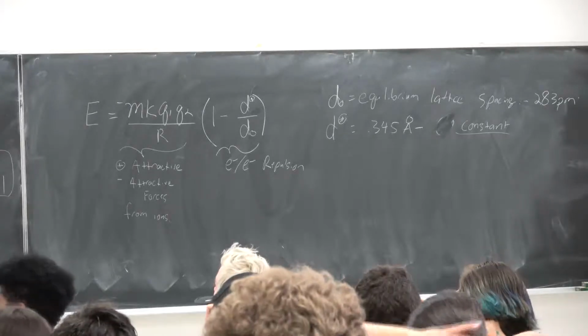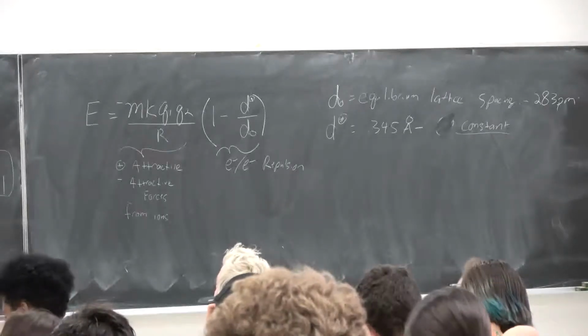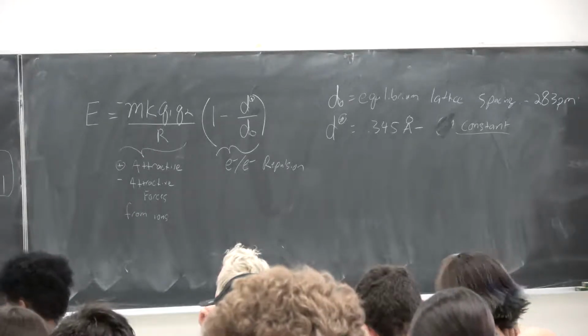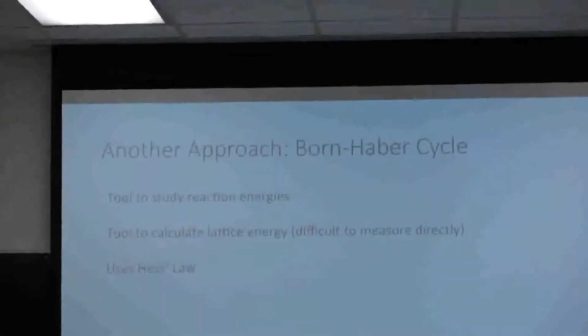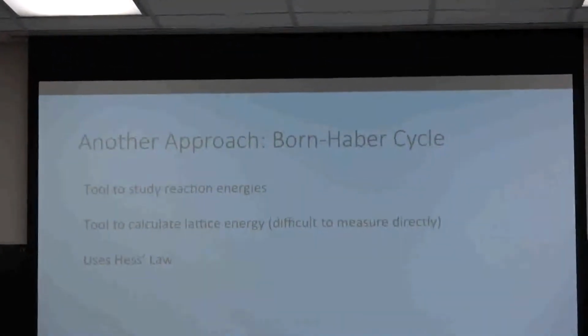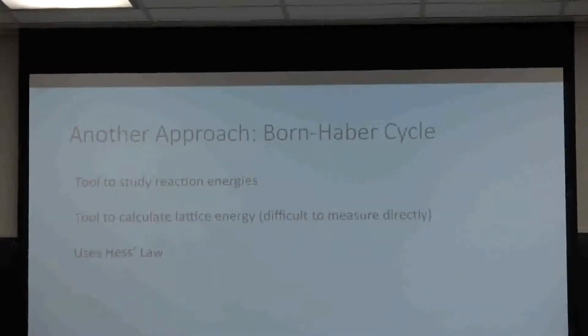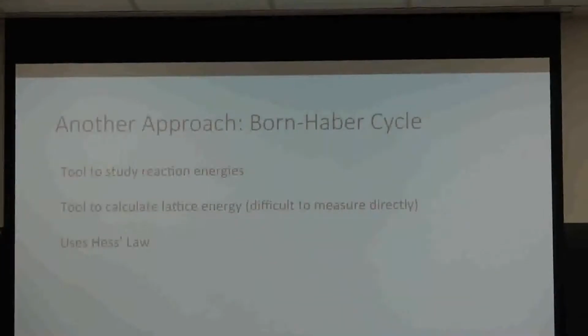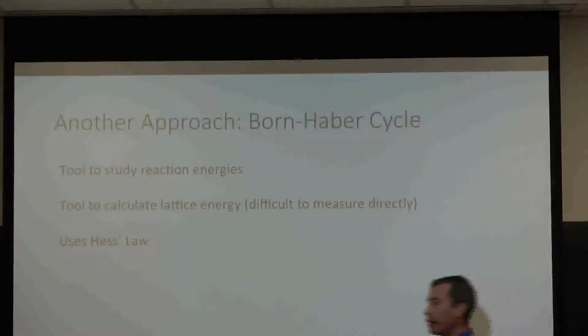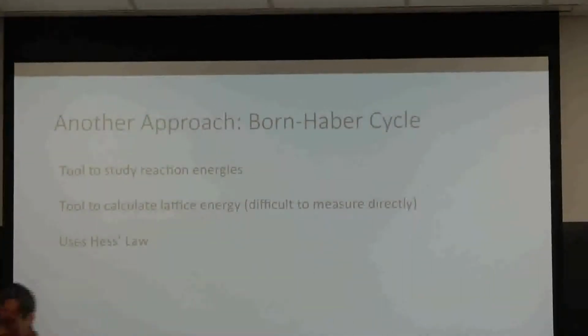Okay, let's try doing this through a different approach. This Born-Haber cycle. What this is doing is we can pull things that are known experimentally and use it to estimate the lattice constant through a different way, okay?